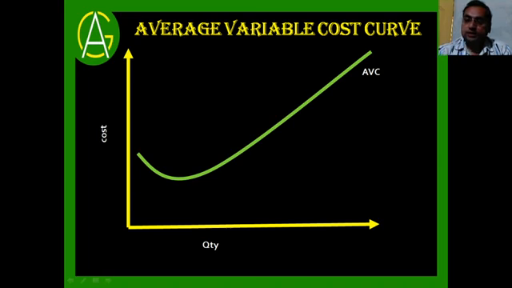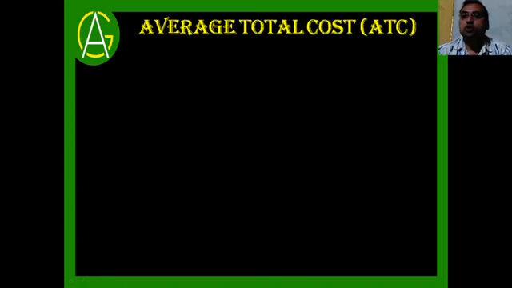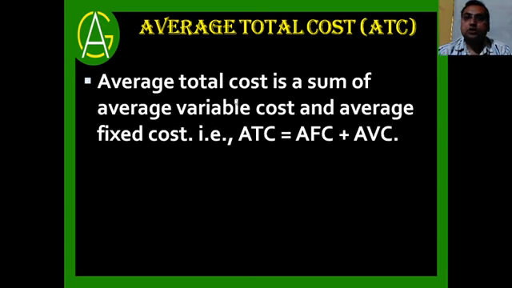Next is the average total cost curve. Now this is again very much simple, average total cost. What do we mean by average total cost? Average total cost is total cost divided by number of units. It can also be given as the sum of average variable cost and average fixed cost. If we take average fixed cost and average variable cost and get the summation of these, then also average total cost can be arrived at.